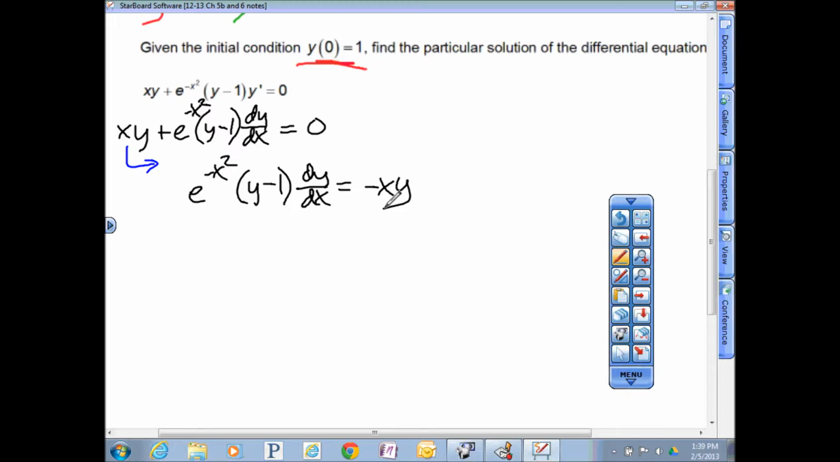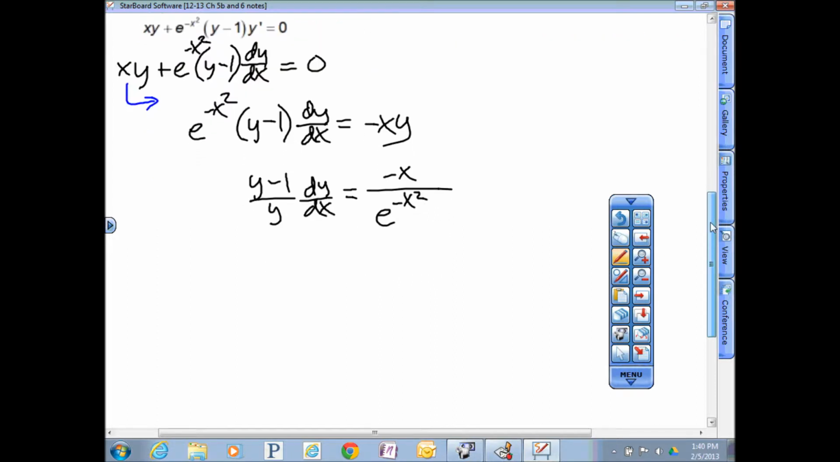Now I'm down to a single term on both sides, so now it's about multiplying and dividing to get your variables alone. So I'm going to start by dividing by e to the negative x squared to move it over, and dividing by y to move it over. So if I do that, I have y minus 1 over y with a dy over dx on this side. And on this side, I have negative x over e to the negative x squared. So I don't quite have my variables separate yet. So now I should multiply both sides by dx. So here's what I'm now integrating.